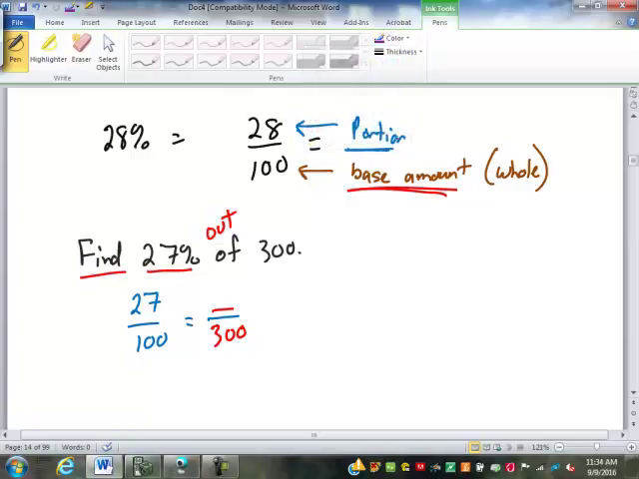Now, as we were looking at before when we converted our fractions back into percents, we can find this missing number by cross multiplying. 27 times 300 is 8100. And then dividing by the 100 is 81. So 27% of 300 is 81.